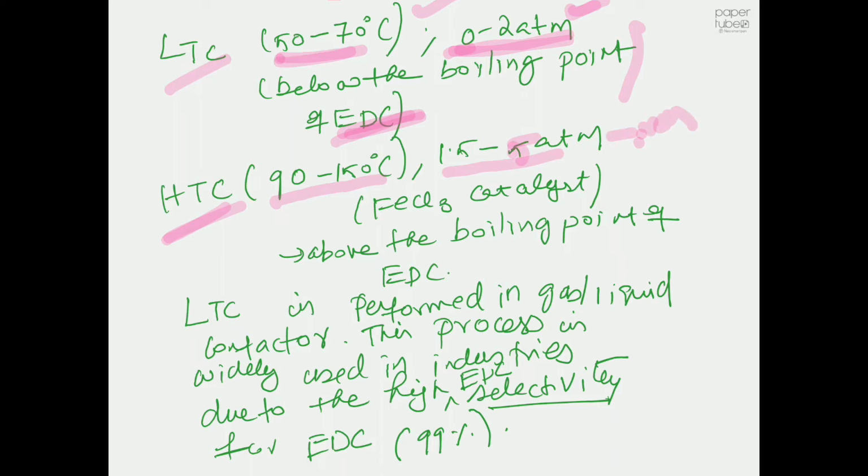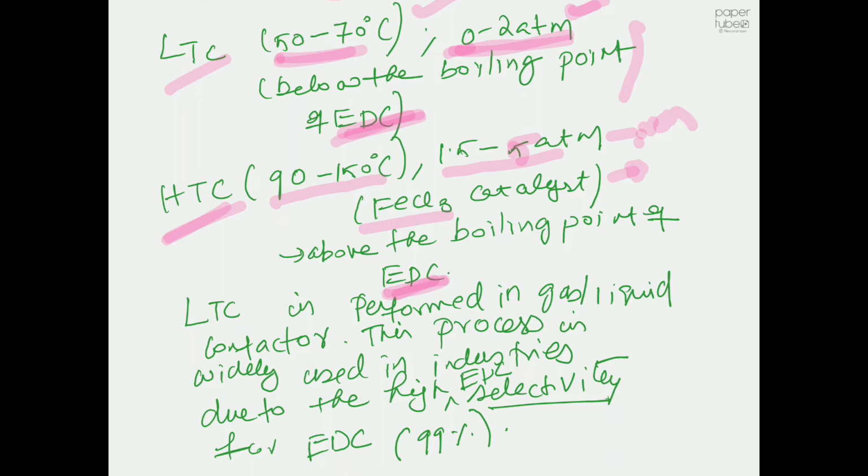Both of these reactions we normally perform using a catalyst, which will be FeCl3 catalyst. But in this case, your final product will be above the boiling point of ethylene dichloride, which means you will get your product in a gas form. Your product will be in the gaseous state.